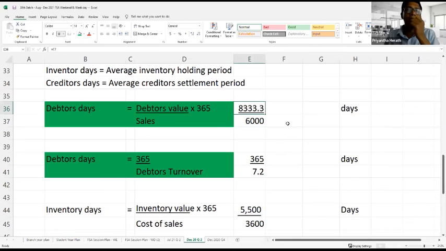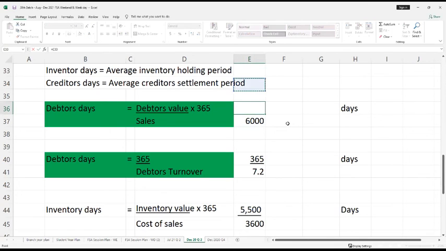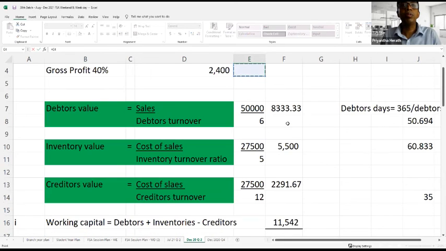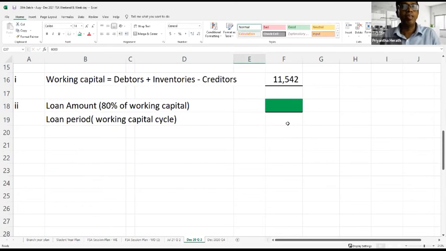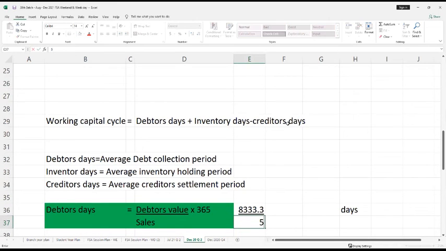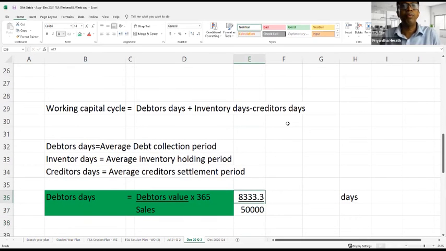Okay, can you see the Excel sheet? Yes. What's the debtors value that we have estimated? 8,333. And sales value? 50,000. And into 365.